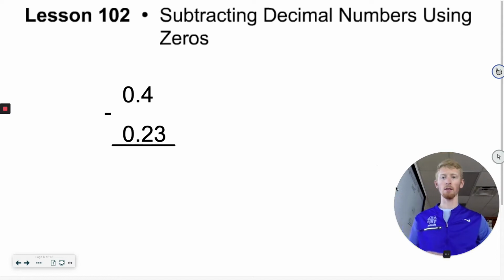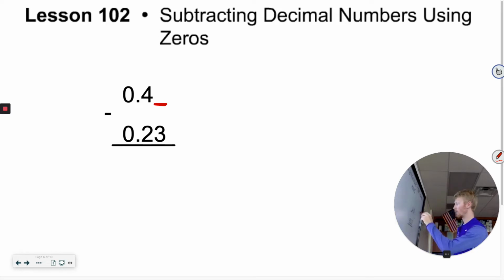All right, fifth grade, lesson 102, subtracting decimal numbers using zeros. Now you've already learned and done many practice problems on subtracting decimal numbers. The only thing we're adding that's different today is sometimes when you get a decimal number, it's going to have a space here that's empty. And so all we're doing with that space, if I have 0.4 minus 0.23, is I'm just adding a zero in there. It makes it a little bit easier to compute. And then you just do your regular subtraction.